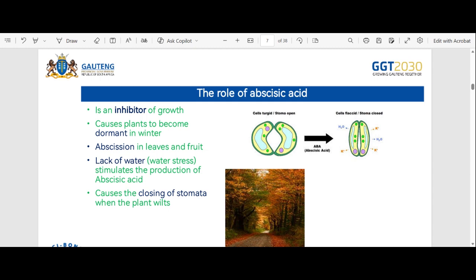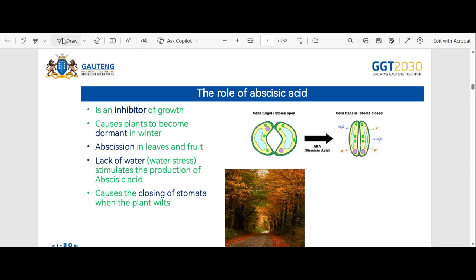Okay, the last point is this. It causes the closing of the stomata when the plant wilts, right? So the stomata, I'm sure you did this in grade 10. The stomata is like a gate that allows water to diffuse into the plant, right? Or it allows water to get into the plant. So this is the stomata. Can you see here it's open?